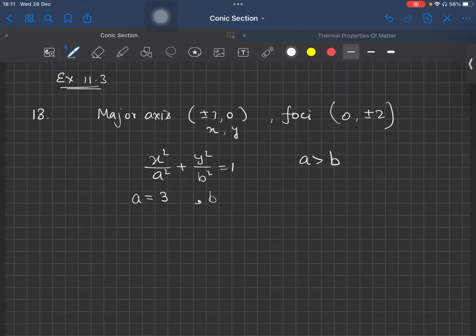0, sir. Why, how can b be 0? b can never be 0. 2, sir. Why is it 2?